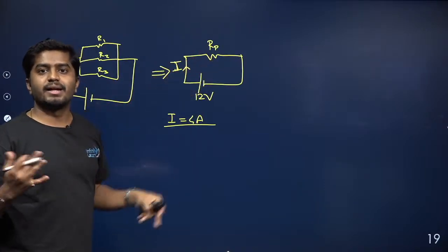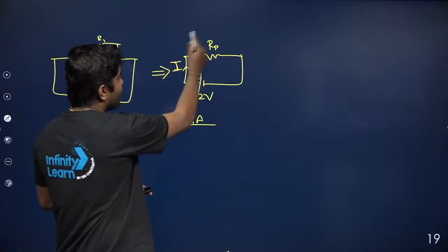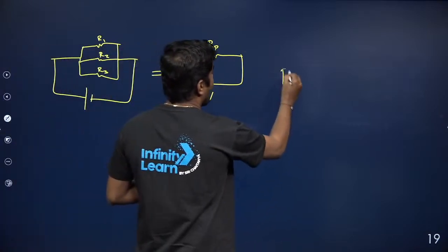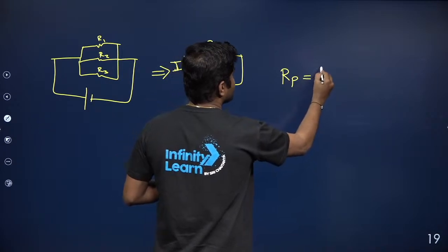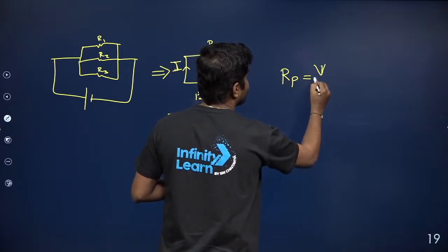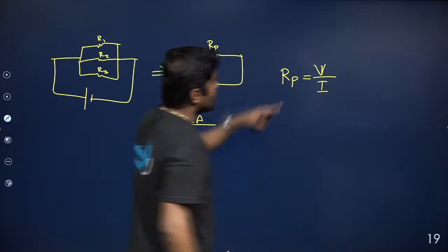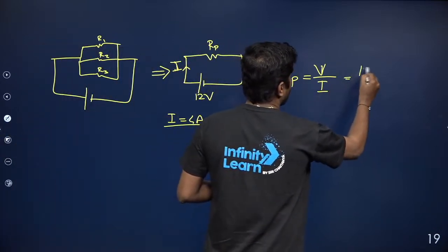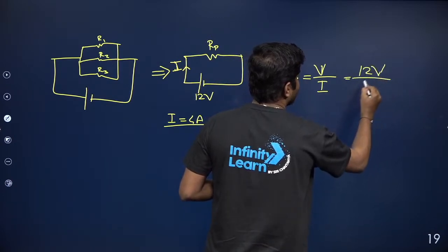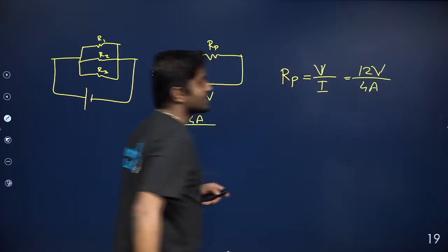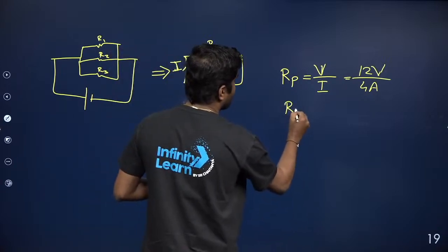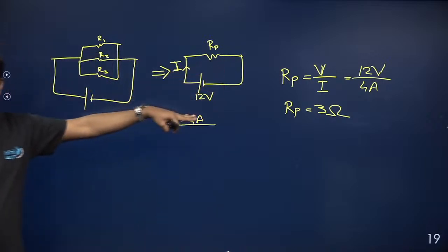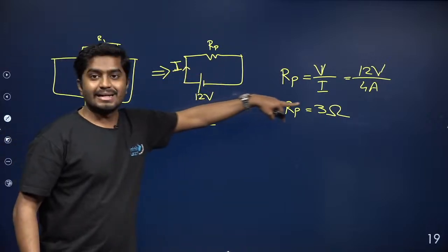I'll tell you another method to calculate RP. Again, for this circuit, you can use Ohm's law. So RP can also be written as total voltage divided by total current. What is the total voltage? 12 volts divided by the total current, which is 4 amperes. And RP will come out to be 3 ohms. So this is another method to calculate the parallel resistance.